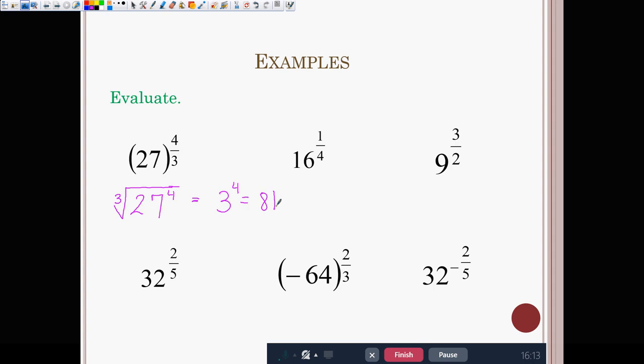I could have also done this the other way though. I could have taken 27 and 4th rooted it. So do 27, then hit y-axis 4. And what do we get? Some really big number, right? What is it?